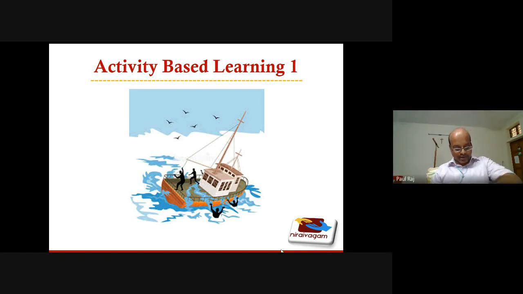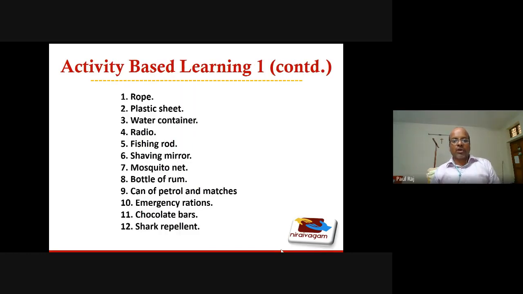Okay, I give the screen to you now. There will be 12 items. I will read it, then you can start working on it. First, rope. Second, plastic sheet. Third item, water container. Fourth item, radio. Fifth item, fishing rod. Sixth item, shaving mirror. Seventh item, mosquito net. Eighth item, bottle of rum.